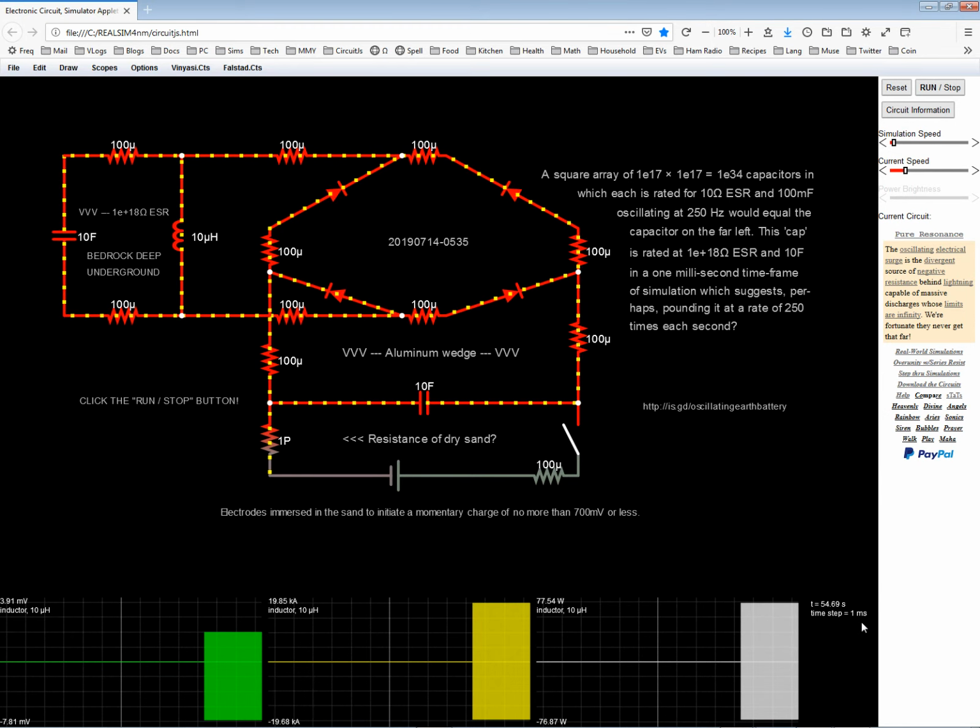The values of the components, the equivalent series resistance of this capacitor, if you look in the lower right, ESR equals 1 E ohm. That's, I think, exa. I'm not sure. Anyway, it's 1 followed by 18 zeros of resistance. And now let's look in the lower right again.